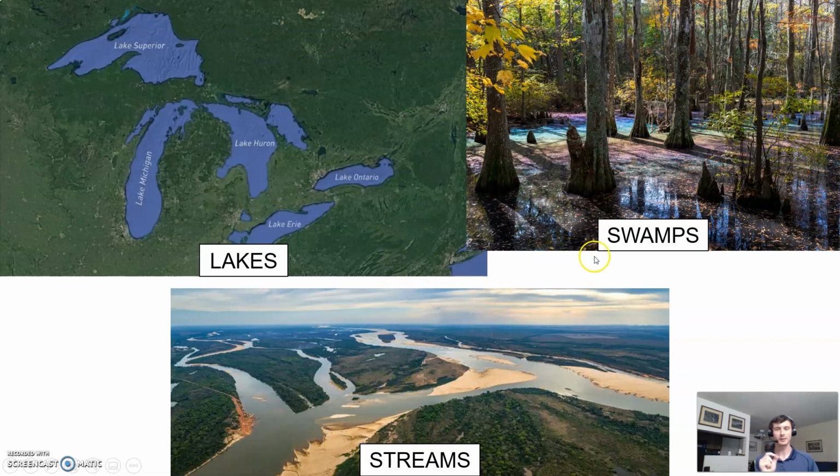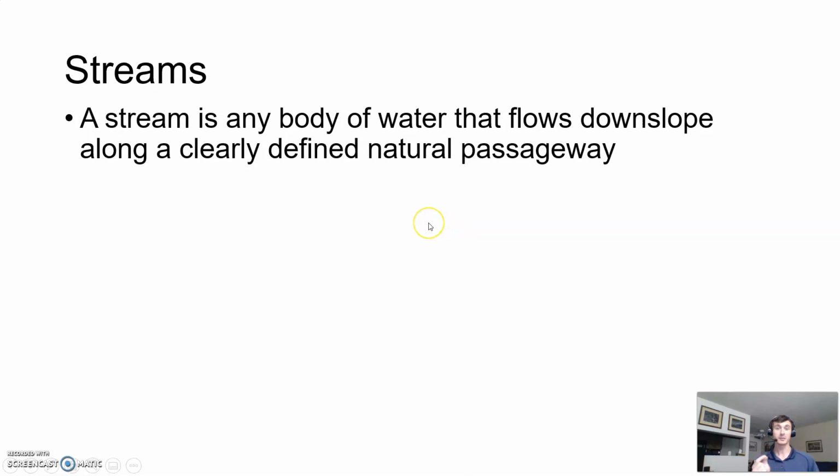Lakes and swamps, I think of in many ways as being the products of geologic forces. Something like these lakes here, our Great Lakes, are a result of carving by glaciers, as opposed to streams, which are actually shaping the environment they're in, shaping the ground and moving and changing things on the surface. So primarily we're going to be talking about streams for this section here.